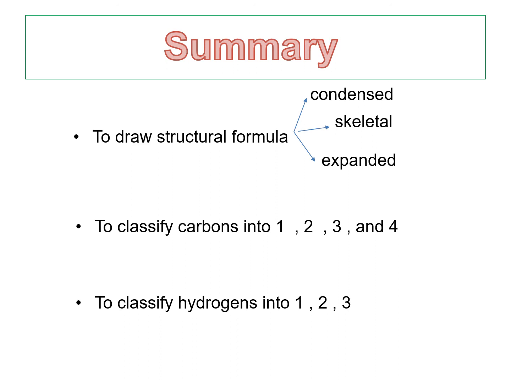To summarize, in this video, we have learned how to draw structural formula, namely condensed structure, skeletal structure, and expanded structure. We also learned how to classify carbons into primary, secondary, tertiary, and quaternary carbon. And finally, we learned how to classify hydrogens into primary, secondary, and tertiary. That's all. Thank you.